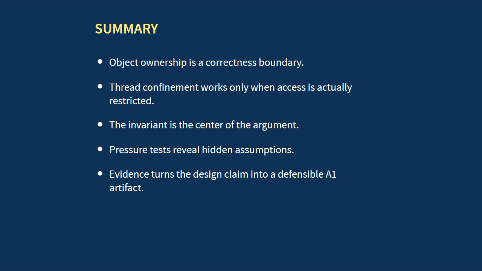Object ownership is a correctness boundary. Thread confinement only works when access is actually restricted, and the invariant is the center of the argument. For A1, stress the boundary, observe the result, defend the correction, and name the remaining trade-off.